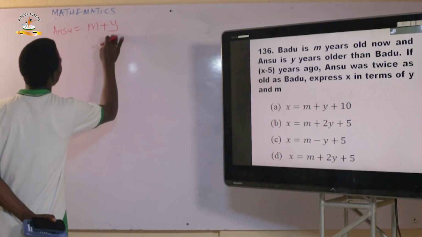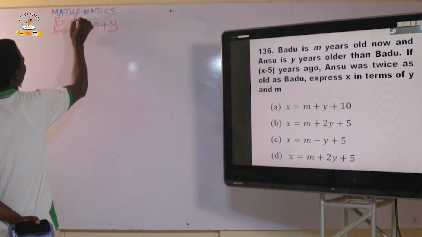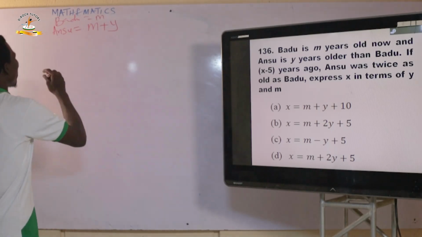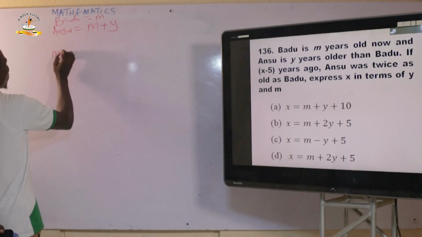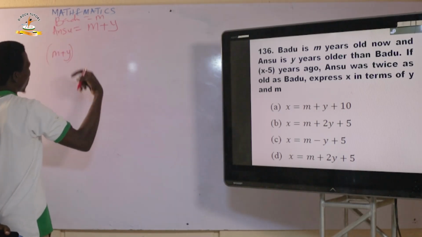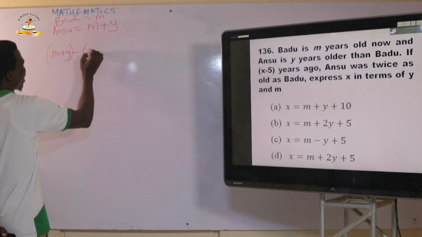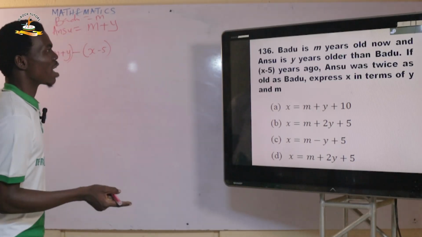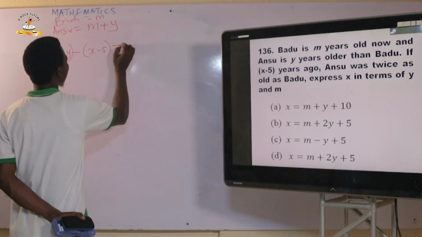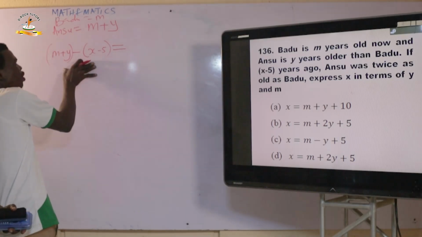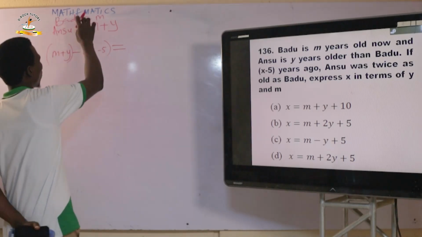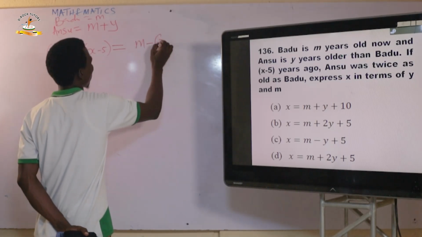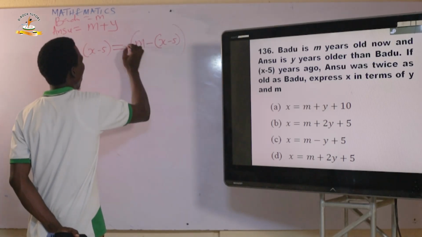Next, if x minus 5 years ago, it was some years ago. So don't forget, this is Ansu's current age, and Badu's current age is n. So x minus 5 years ago, it means that you now say n plus y minus, you are going back in time, minus open bracket x minus 5 years ago. What happens? Ansu was twice as old as Badu, meaning this was Ansu's age 5 years ago. It is twice as old as Badu. What was Badu's age 5 years ago? It is n minus x minus 5, then multiply by 2.